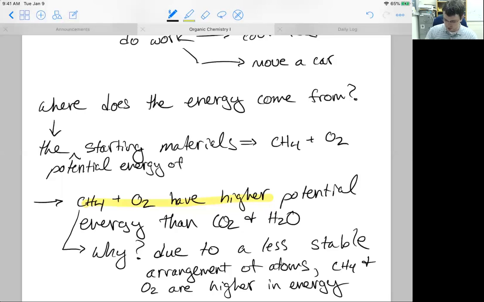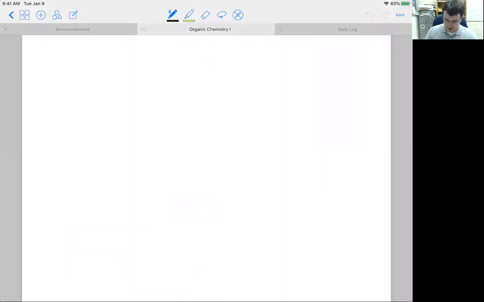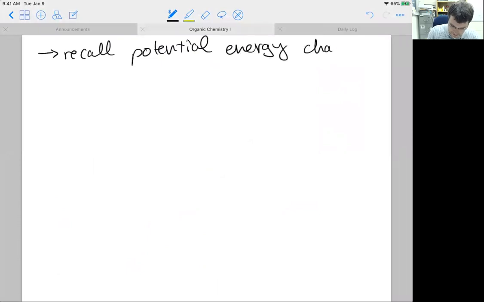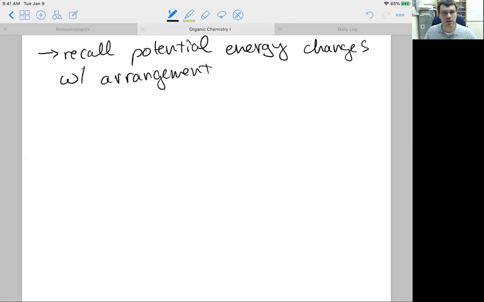Okay, so I use the word arrangement. I like the word arrangement because that ties into the idea of potential energy. So recall, potential energy changes with arrangement. So whether it's a bowling ball being on the shelf instead of the floor, or our 4 hydrogen atoms being attached to a carbon atom as opposed to 2 water molecules, we get different potential energies based on how things are arranged in the system that we're looking at from an energetic standpoint.